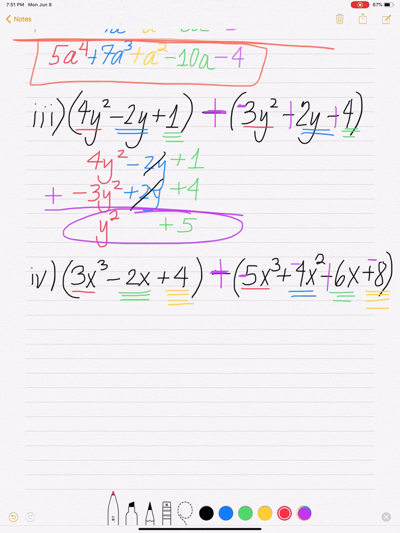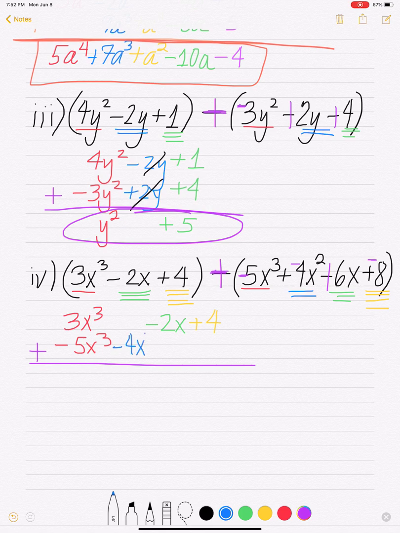So now we're just going to do it like an addition problem like we were doing earlier, right? We're going to copy down 3x cubed. Now we don't have a square term, so I'm going to skip the square, leave some space. I'm going to do a minus 2x, and a plus 4. That's my first polynomial. And then underneath that, I'm going to stack the second polynomial. Rather than a 5x cubed, we're going to put a minus 5x cubed. We changed the sign. Rather than a positive 4x squared, we're going to put a negative 4x squared. Rather than a negative 6x, we're going to now put a positive 6x. And rather than a positive 8, we're going to put a negative 8. So we flipped the signs, remember.